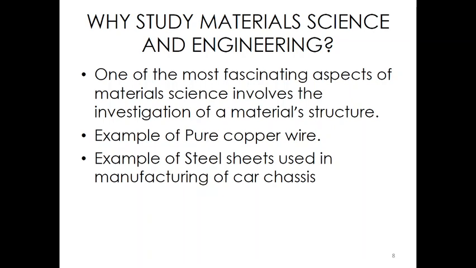So this is a very important statement as far as strengthening mechanisms are concerned, because in most strengthening mechanisms we are going to control the microstructure, and if we control the microstructure we can change the final properties of the materials. One more example is steel sheets, which are used in manufacturing of car chassis.